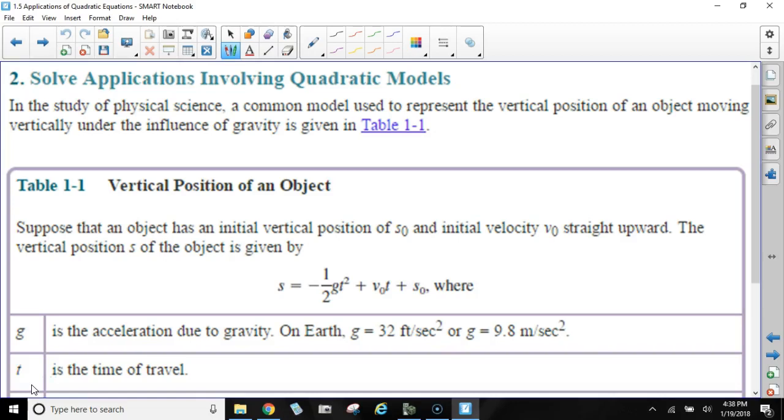Our next type of application problem involving a quadratic model will be those of flying object problems, such as if you throw a baseball up in the air, how long will it take to come back to the earth? Or if you throw a baseball up in the air, at what times will it be at a height of, let's say, 8 feet? Well, that would happen once on the way up and once on the way down. That's why these are quadratic.